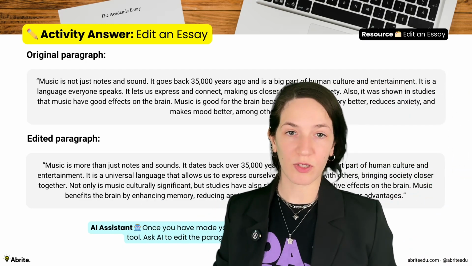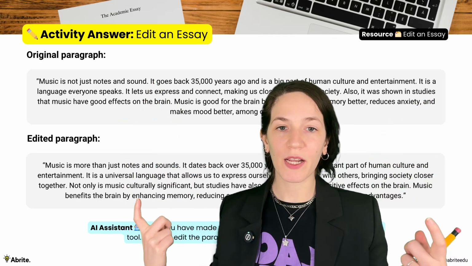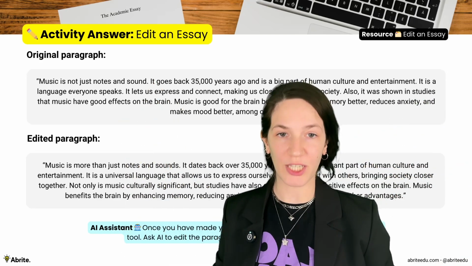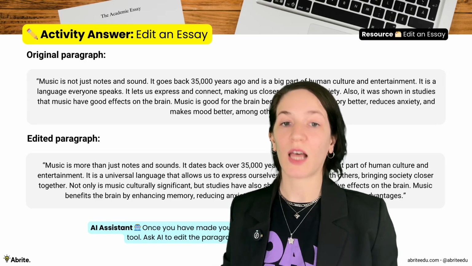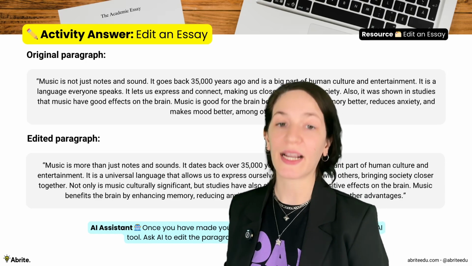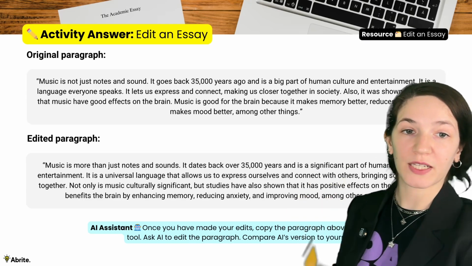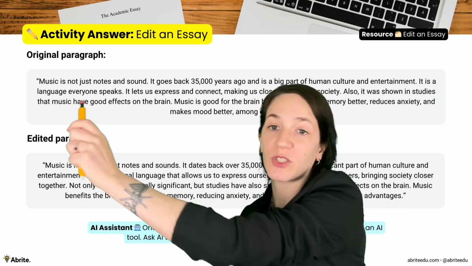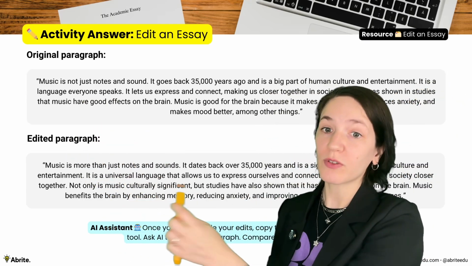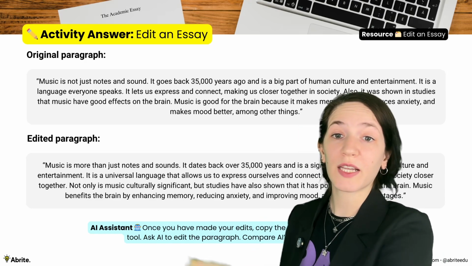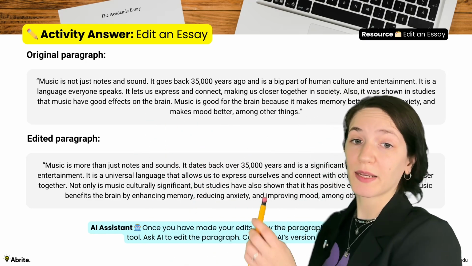For our structural edit, because we're looking at only one paragraph, we didn't make any major changes. For our copy edit or our line edit, we worked specifically on academic language, replacing words like big part with significant. Or instead of saying it is a language everyone speaks, we said it is a universal language. Or instead of saying makes mood better, saying improving mood.